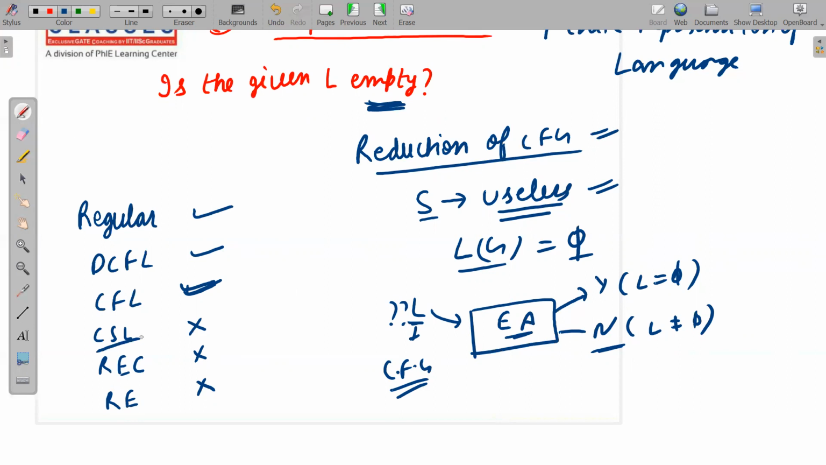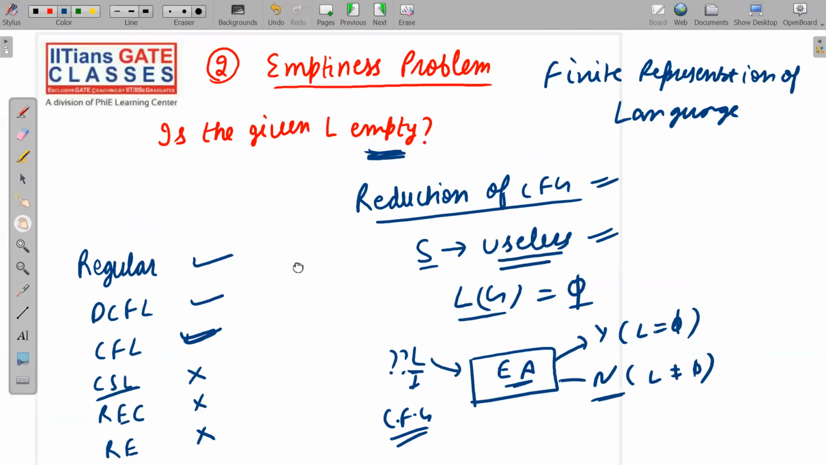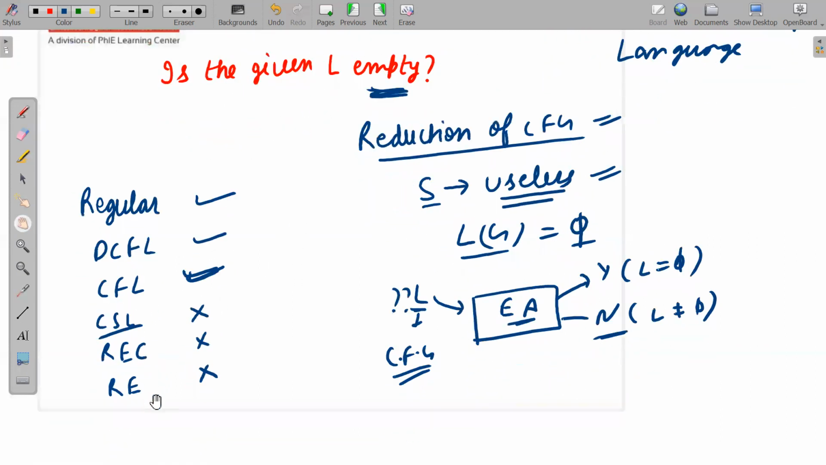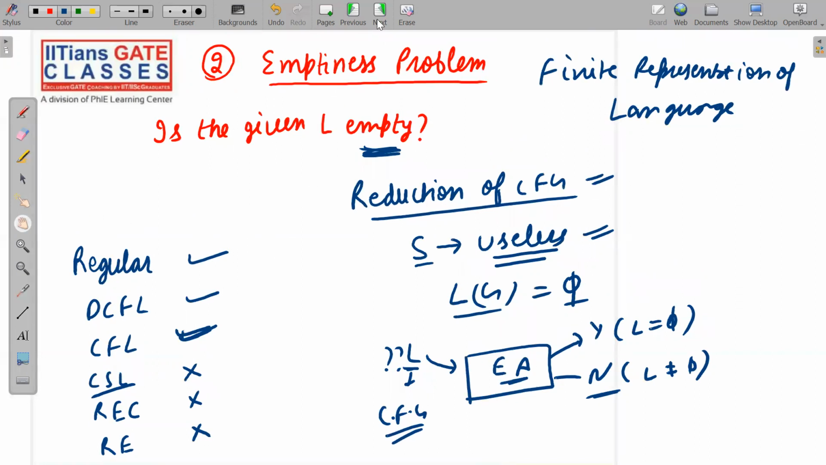CSL means directly or indirectly I'm talking about context sensitive grammars and so on. I hope I have made the point clear to all of you. So this was the intuitive idea about why the emptiness problem is undecidable for CSL, REC and RE, and why it is decidable till CFL. Please note it down carefully. I'm jumping to the next slide.